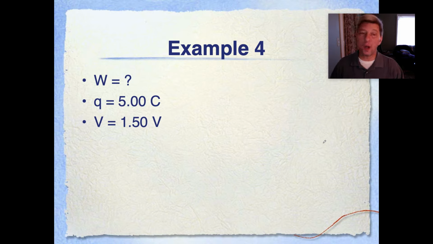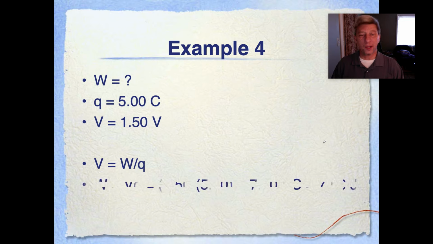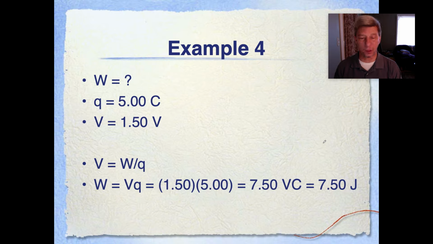Now, we know that the formula for voltage is V equals W over Q. We write this down, and in this case we have to algebraically rearrange it. So W equals V times Q. 1.50 volts times 5.00 coulombs gives me 7.50 volt coulombs. But again, this is work that we're solving for, and the unit volt coulomb is equivalent to a joule.